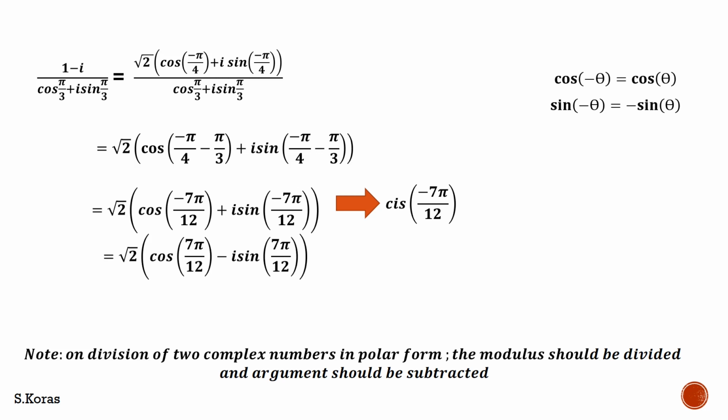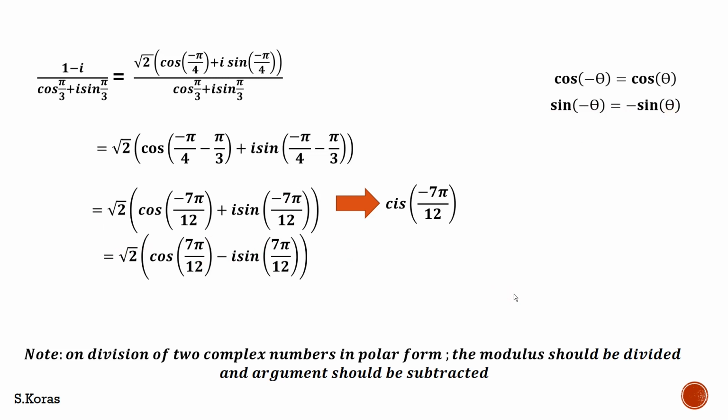That is cos of minus 7 pi by 12 is cos of 7 pi by 12. For sine, sine of minus theta is minus sine theta. So that is minus I sine of this angle 7 pi by 12. Applying this formula, sine of minus theta is nothing but minus sine theta. So this is the answer.